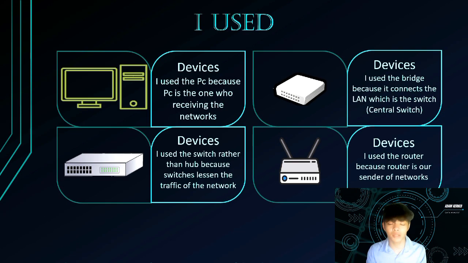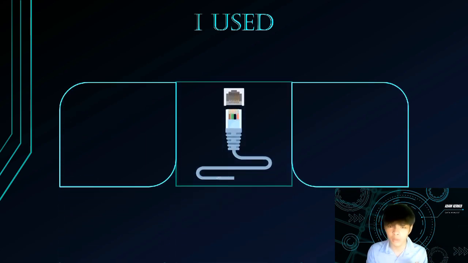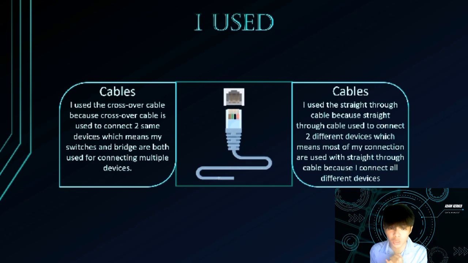And next, the cables. I use crossover cables because a crossover cable is used to connect two same devices, which means my switches and bridge are both used for connecting multiple devices. I use straight-through cable because a straight-through cable is used to connect two different devices, which means most of my connections use straight-through cable because I connect different devices to other devices.